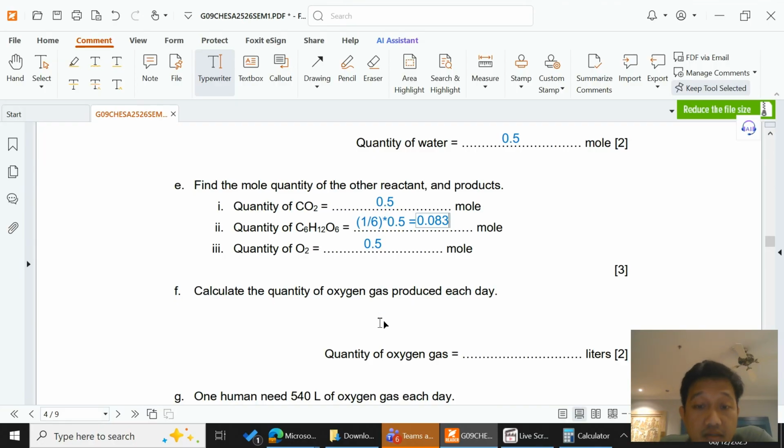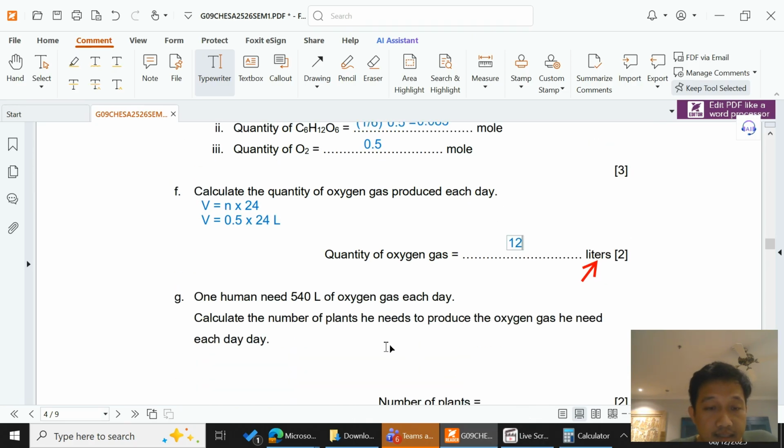Now we need to calculate the next question, F. Calculate the quantity of oxygen gas produced each day. Let's check the quantity of oxygen. It's 0.5 mole, right? So what kind of quantity is required here? It is volume, because the unit is liters. So we just need to find the volume, which is equal to the number of mole multiplied with 24. The number of mole is 0.5, and we multiply with 24 liters, so we get 12 liters.